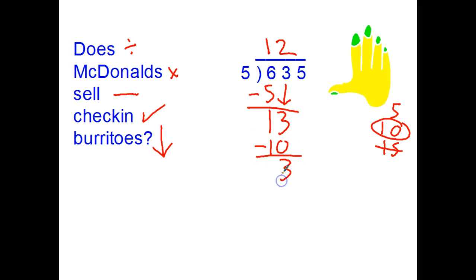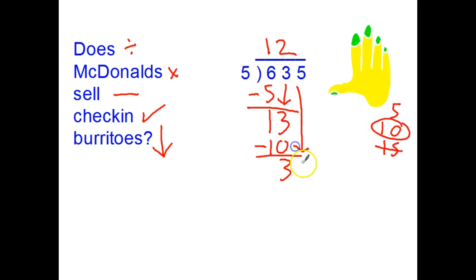Subtract. I get a 3. Check. Is 3 less than what I'm dividing by? Yes, it is. So I'm doing okay. If this number is ever bigger than what I'm dividing by, that means I had enough pieces or cards or whatever I had to give everybody another one, at least.